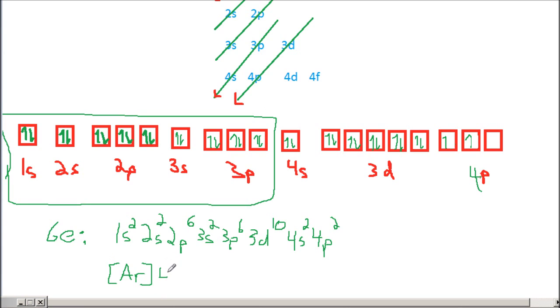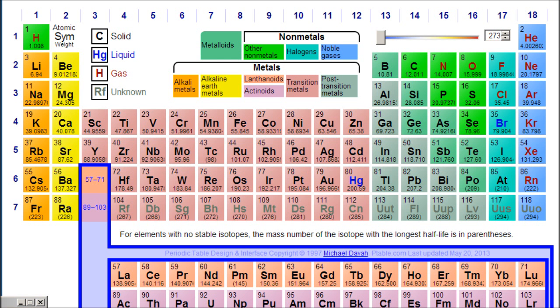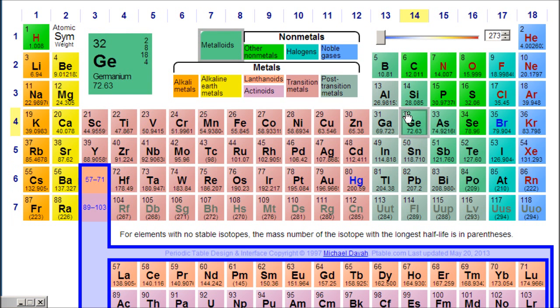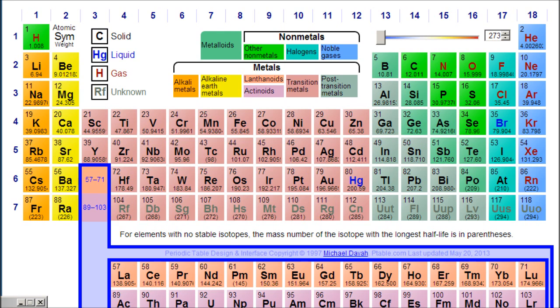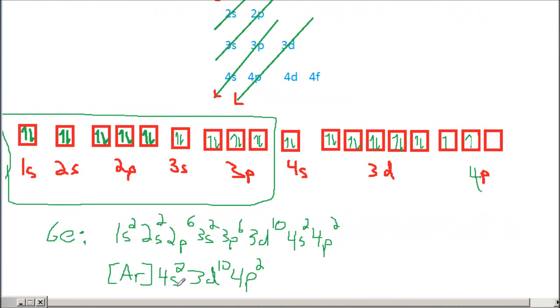And what I would write is just 4s2, 3d10, and 4p2. So germanium, that's what it looks like. Let's go to Wikipedia and double check to make sure I'm not nuts. So we got this electronic configuration, 4s2, 3d10, 4p2.